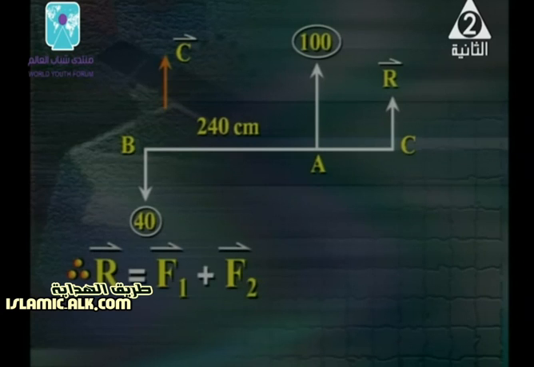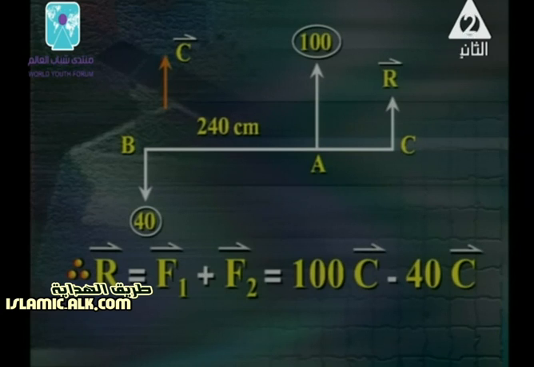After that, we have the resultant of the two forces, the sum of the two forces. R vector equals F1 plus F2 vector, which equals 100c minus 40c, equal to 60c. In this case, dear student, R equals F1 plus F2, but F2 in the opposite direction must be negative 40. Then R equals 100c minus 40c, equal to 60c.